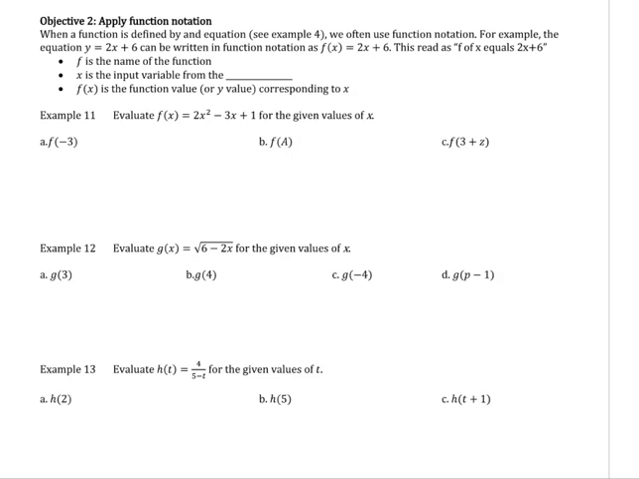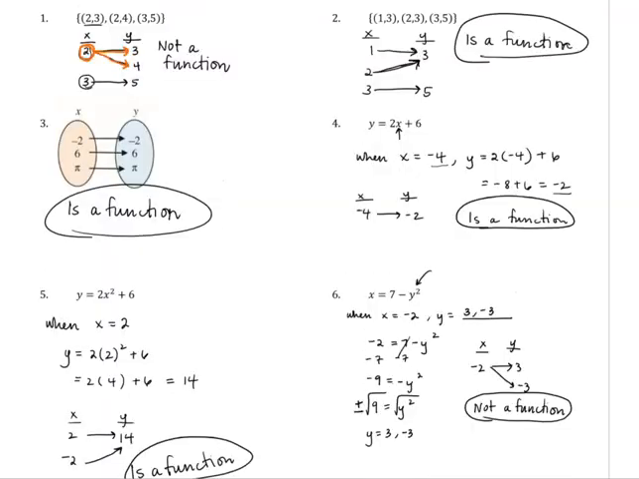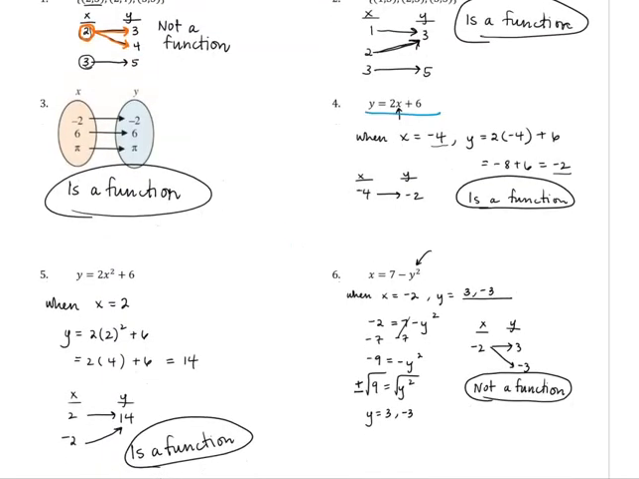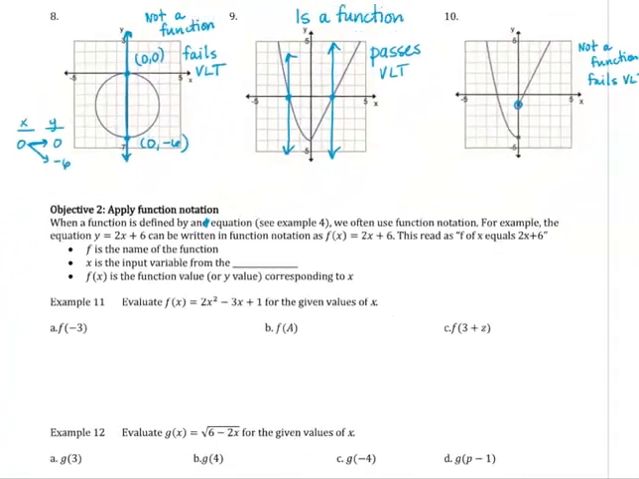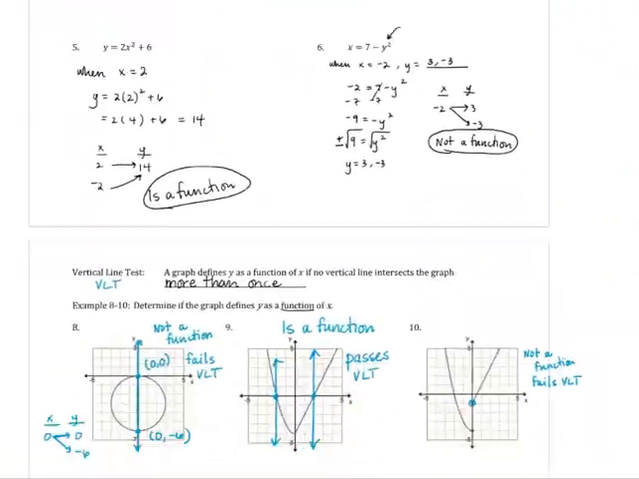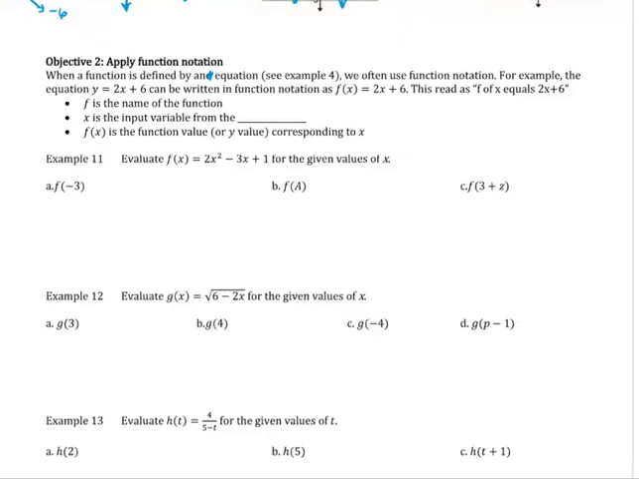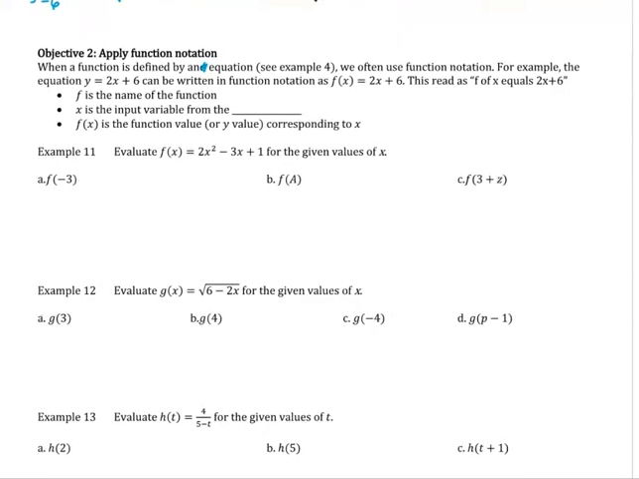Our second objective for this lesson is to be able to apply function notation. So when a function is defined by an equation, see example 4. In example 4, we had a function that was defined by an equation, y is equal to 2x plus 6. We will often use function notation. So for example, instead of writing y is equal to 2x plus 6, we can write that f of x is equal to 2x plus 6.